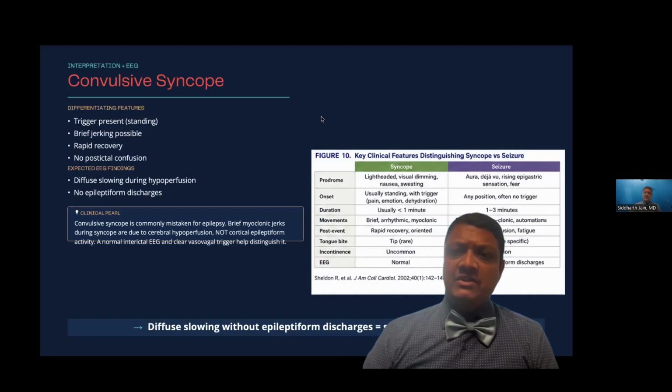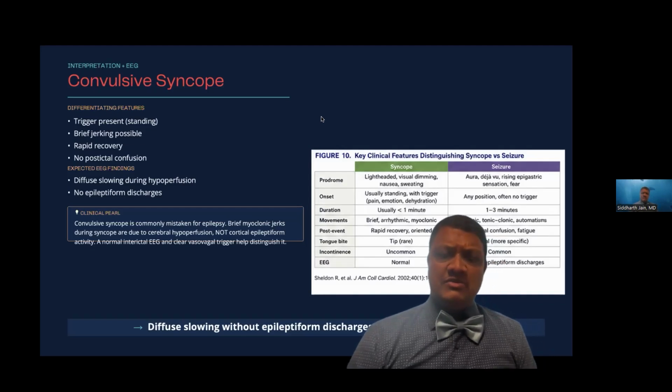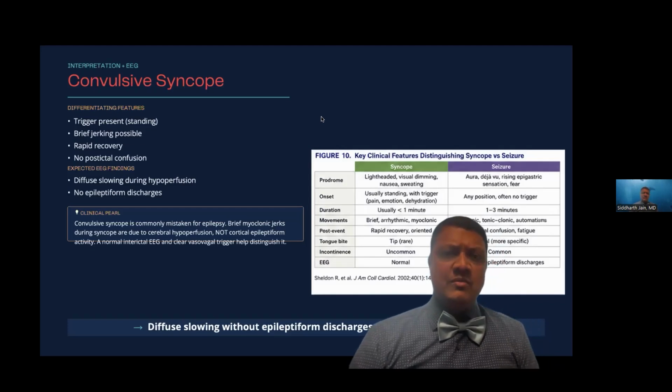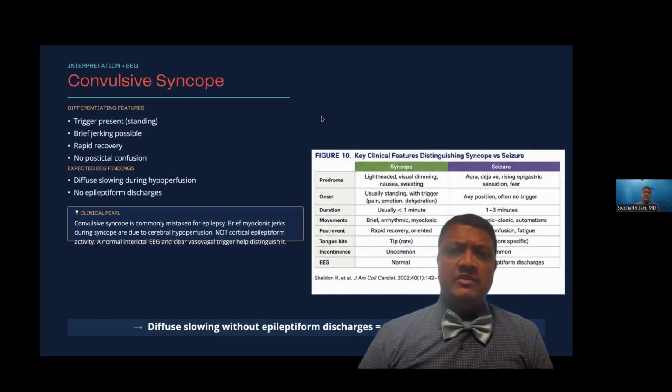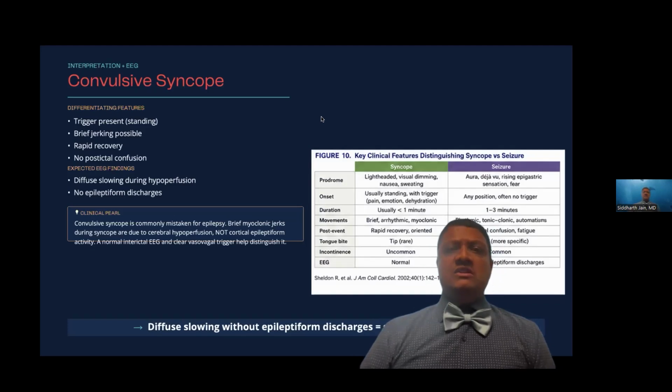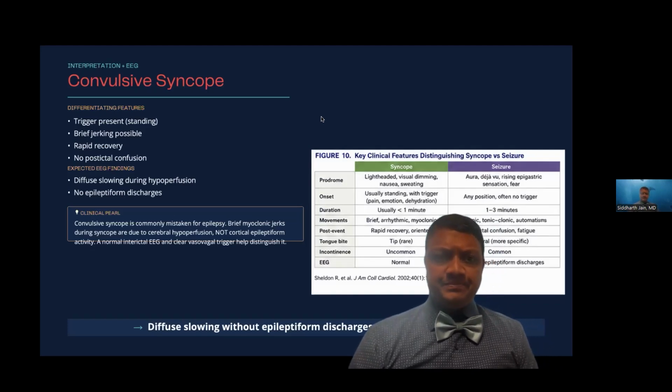If we do get an event on the EEG, which we sometimes do not, it's not common to get that in older patients or children. But sometimes in younger children with breath-holding spells, which is a form of convulsive syncope, we will see slowing during that phase. The EEG becomes very slow because of hypoperfusion to the brain.